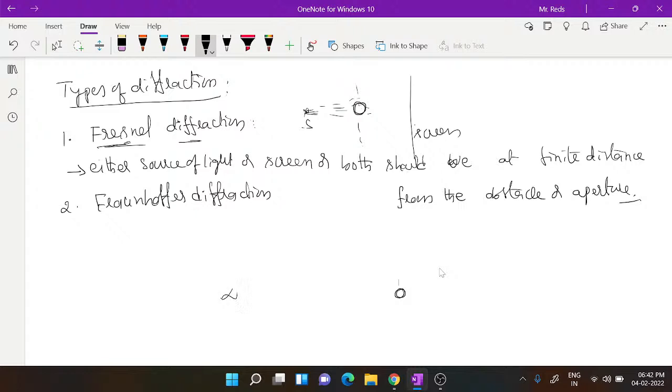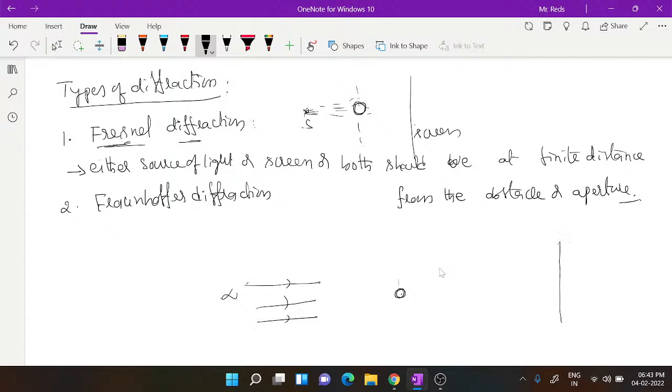At infinity means the parallel rays should come here. The light from an infinite source will usually be considered as parallel rays, and then somehow it has to pass through this, which I will explain a little more clearly. Then after passing through this, they will bend. If it is a linear slit also they will bend, then you have to catch it on the screen. The screen also should be at a very far away distance, relatively at infinite distance.